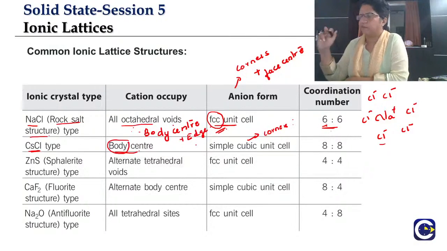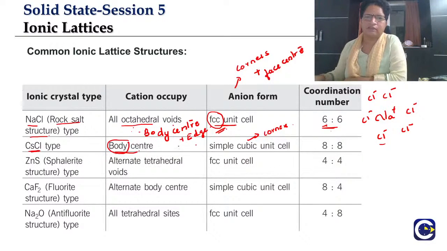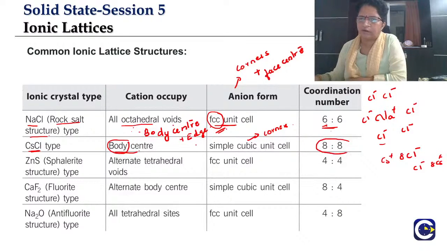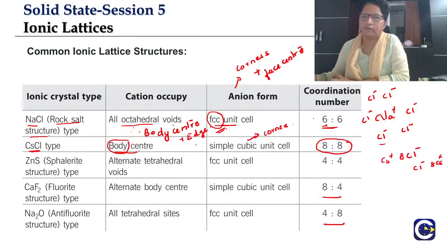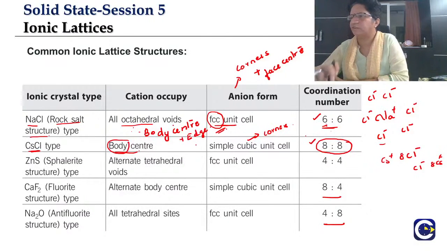And how many corners are there? 8. Each cesium ion is surrounded by 8 chloride ions, or each chloride ion is surrounded by 8 cesium ions. So we give the coordination number for both as 8 and 8. Sometimes it so happens the coordination number is not the same. But in the case of sodium chloride and cesium chloride, the coordination numbers are the same.